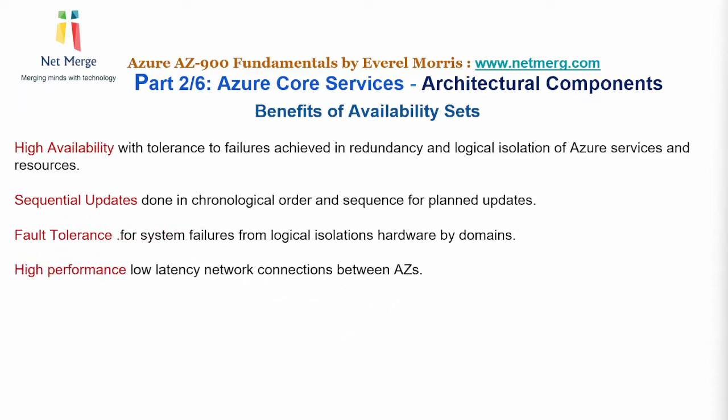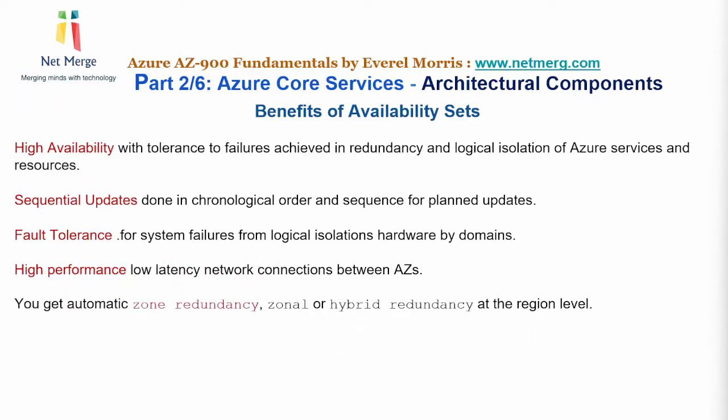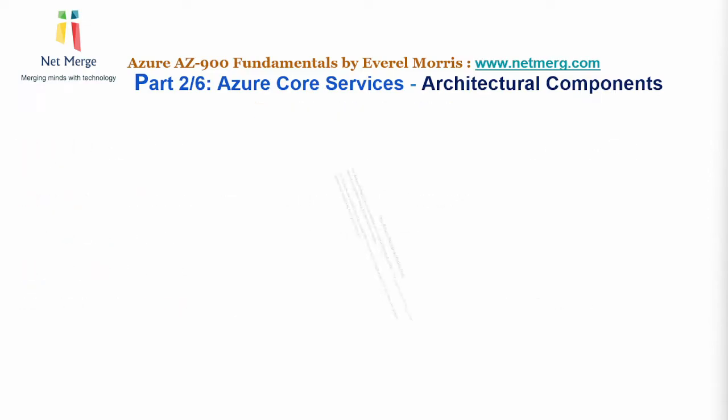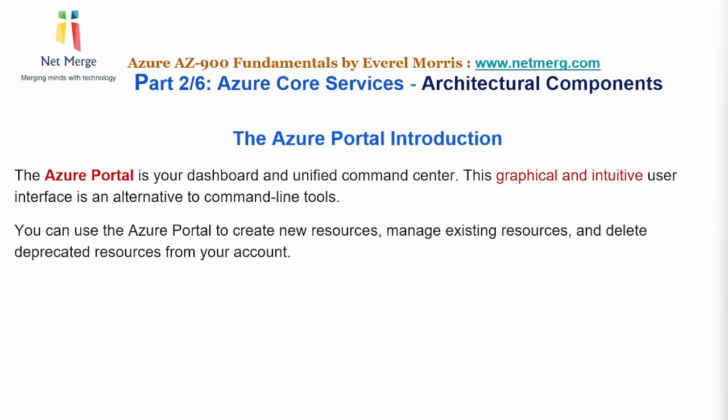And you also get the high performance and low latency network connections from the different AZs connected with fiber optic cable. You also get automatic zone redundancy and zonal or hybrid redundancy at the region level. And I explained to you what zonal redundancy is. It's really all 3 AZs having a copy, or all 3 data centers. So you understand what that is as well. So let's move along. Again, this is a very big chapter. You want to understand it.